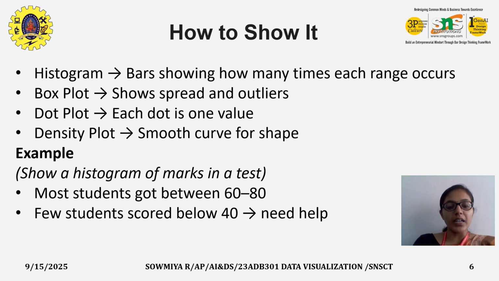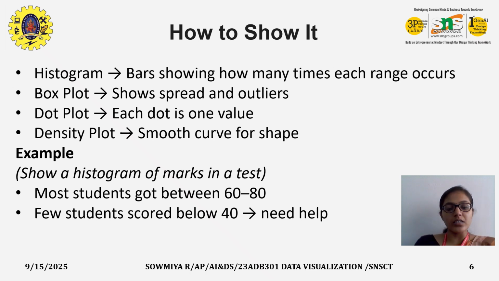Let's wrap up with an example. Suppose we analyze the marks of 50 students. If most marks are between 60 and 80, it shows a good performance cluster. If only two students scored below 40, they may need extra help. If the graph is skewed, it may mean that the test was too easy or too difficult. So, distribution analysis not only tells us the spread of values, but also guides us in making better decisions, whether in education, business or research.